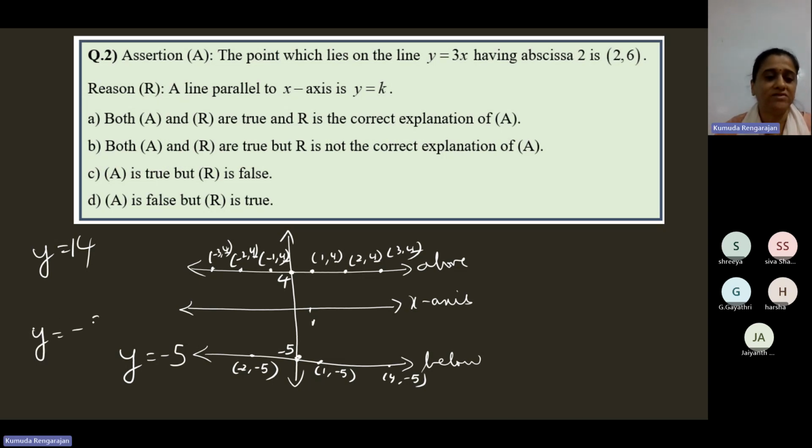y is equal to minus 9. This is the equation of a line parallel to the x-axis. Above or below? Below, because it's negative. Distance? 9 units.